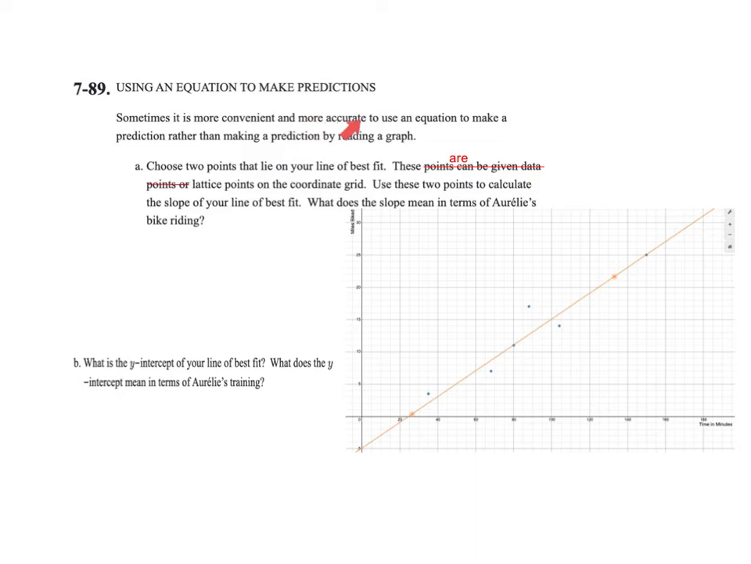Sometimes it is more convenient and more accurate to use an equation to make a prediction rather than just trying to interpret the graph. So we're going to choose 2 points that lie on the line of best fit, which I made a little bit thinner here so that we could see it better. And then we're going to use those lattice points. Remember, lattice points are the natural points that things cross. So a point where both y, x, and the line all cross. And we're going to use those points to calculate slope. So let's see what this looks like.